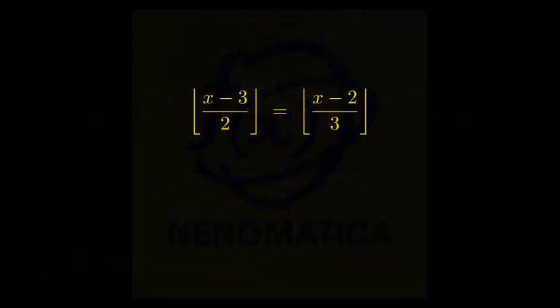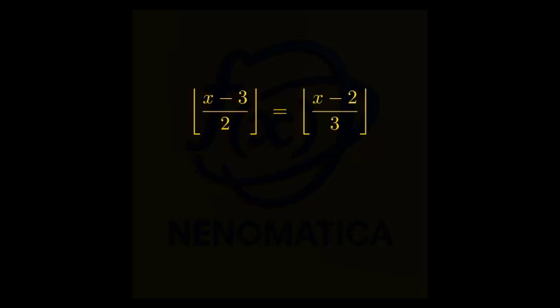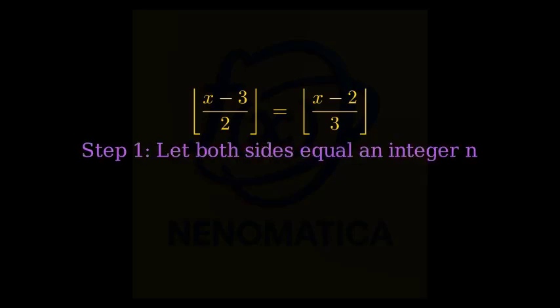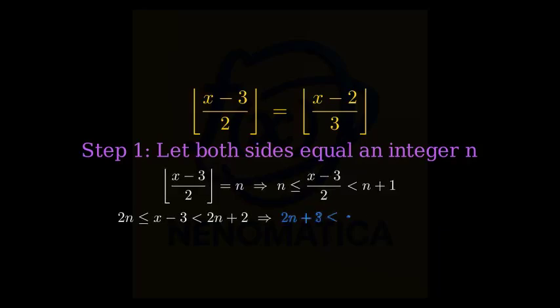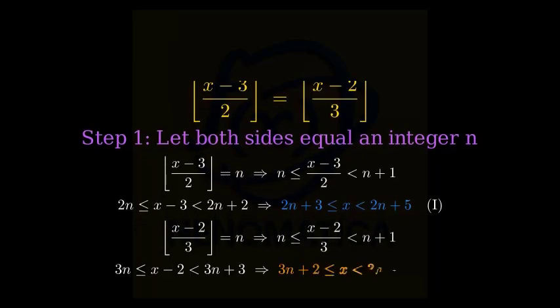In this lesson, we will solve a floor function equation by turning each side into an interval for x, and then finding where those intervals overlap. Our problem is the floor of (x minus 3) over 2 equals the floor of (x minus 2) over 3. Step 1. Let both floors be equal to the same integer, n, by the definition of the floor function. If the floor of a equals n, then n is less than or equal to a, and a is less than n plus 1. Apply that to each side.